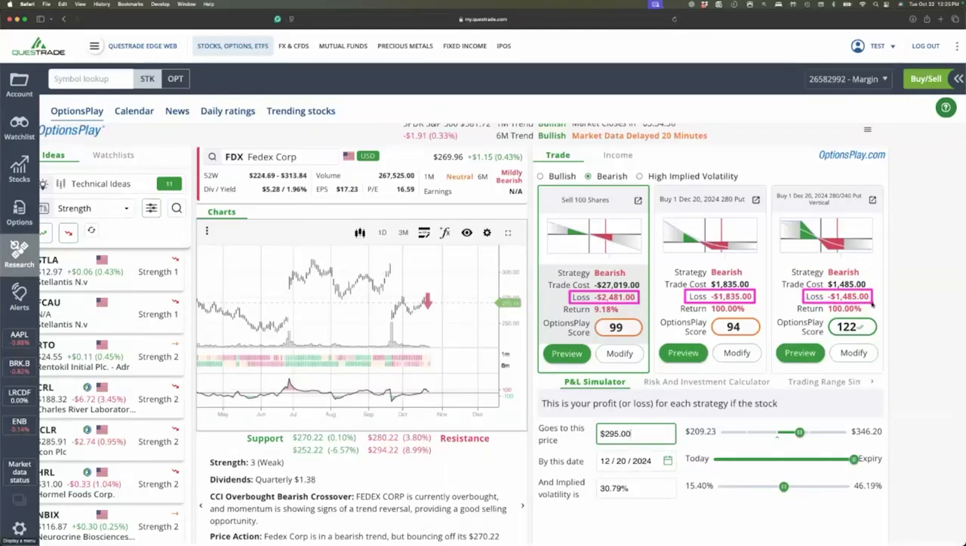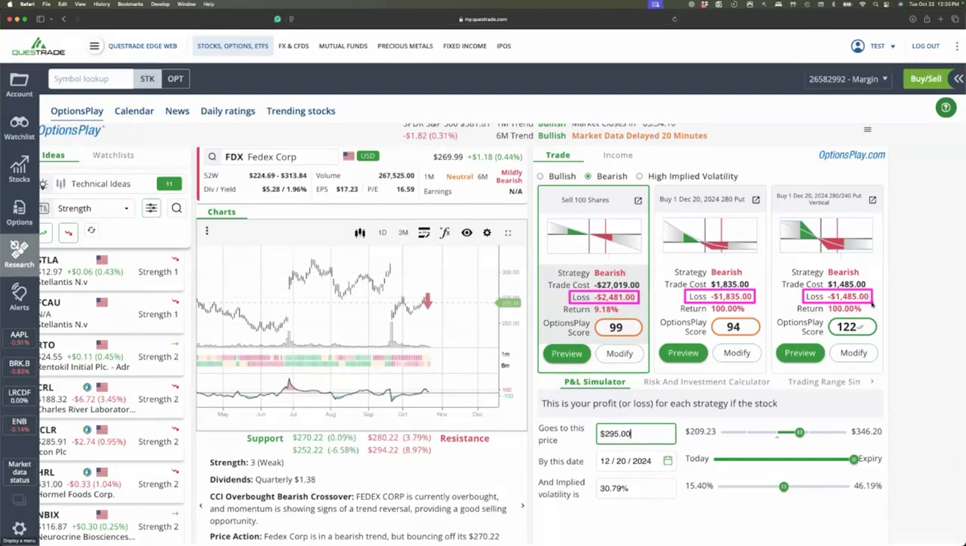So the goal here is to help you understand not only how much can you potentially make if you're right, but more importantly, how much do you have at risk if this does not go in the direction that you expected to. Far more important when it comes to trading options is to understand your potential risk to reward to help you make that trading decision.